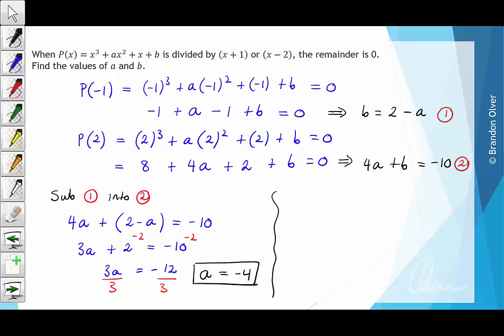So with that piece of information, we're now going to substitute a is equal to -4 into one of the equations. So because equation 1 is simpler than equation 2, we're going to sub it in there. And we're going to find that b is equal to 2 subtract a, but of course a was -4, so we have 2 subtract -4, which is +4. Therefore, we find that b is equal to 6.